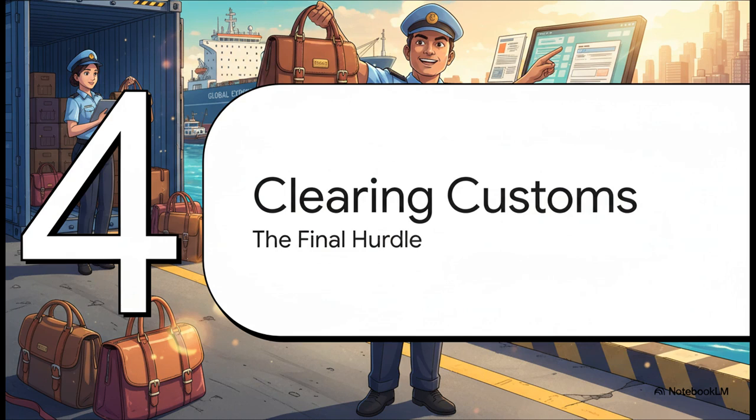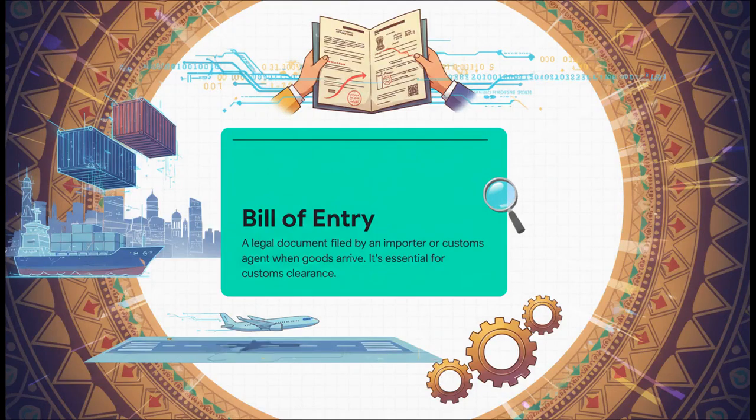Okay, great news. Your container full of Italian leather bags has just arrived at an Indian port. They're so close. But before you can get your hands on them, there is one final, really important hurdle: customs clearance. And this is where you, the importer, come back into the picture. You have to file what's called a bill of entry. This is your formal declaration to Indian customs. You're telling them everything about the bags you're bringing in: what they are, how many, what they're worth. It's your official application to bring those goods into the country.